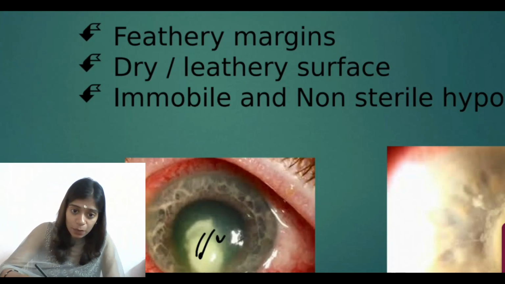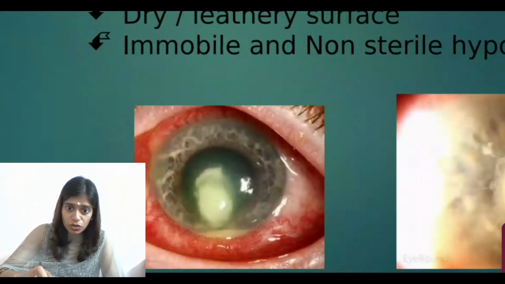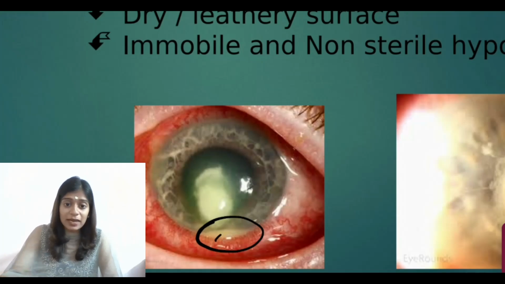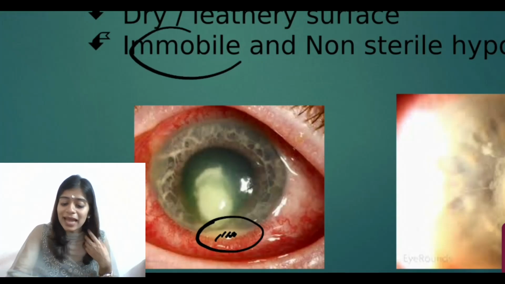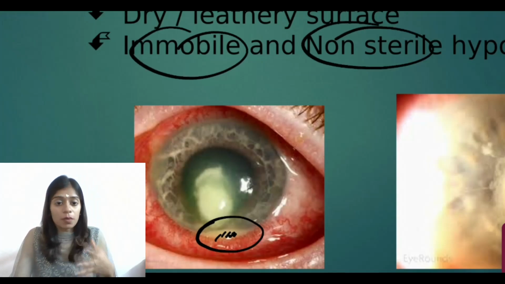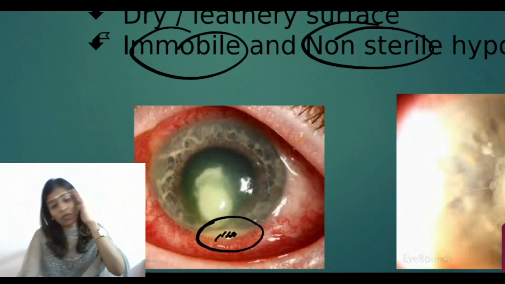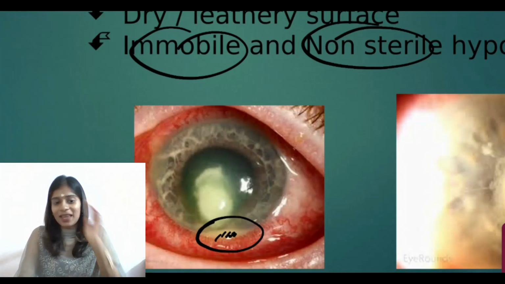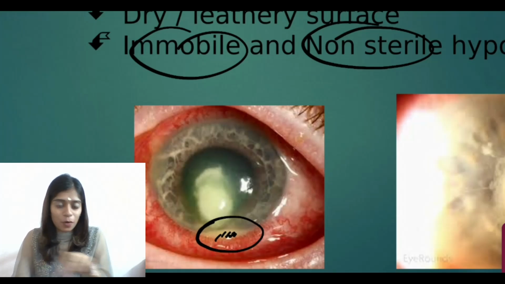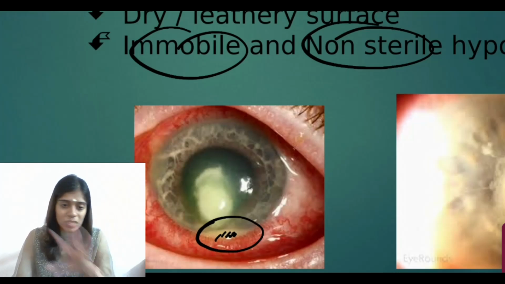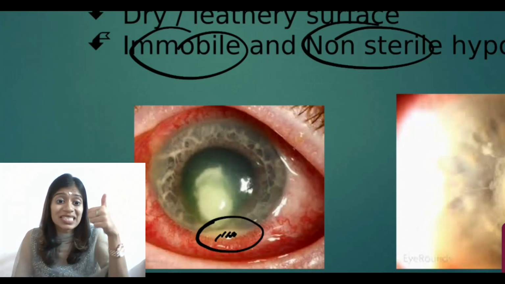And what about the hypopyon? Can you see this picture? You can see hypopyon here. See this yellow fluid collected in the anterior chamber. Here the hypopyon is immobile and non-sterile. Immobile means when the patient moves his head, this hypopyon won't move, because in fungal corneal ulcer it is a thick discharge. So it is immobile.